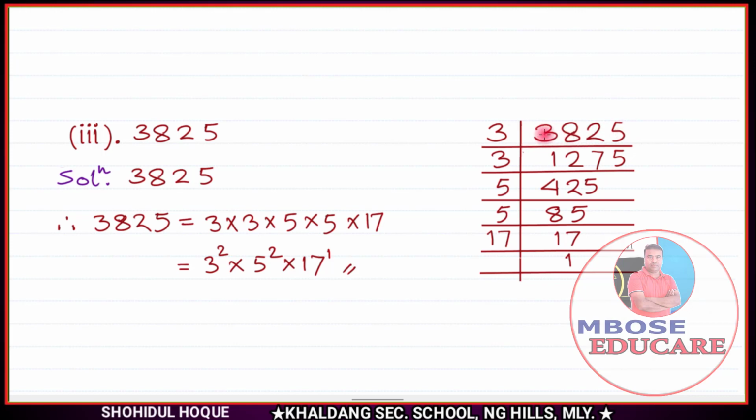When you divide it by 3, 3 1s are 3, 3 2s are 6, 2 left, 22, 3 7s are 21, 1 left, 15, 3 5s are 15. You can divide in another place also and write the answer here.